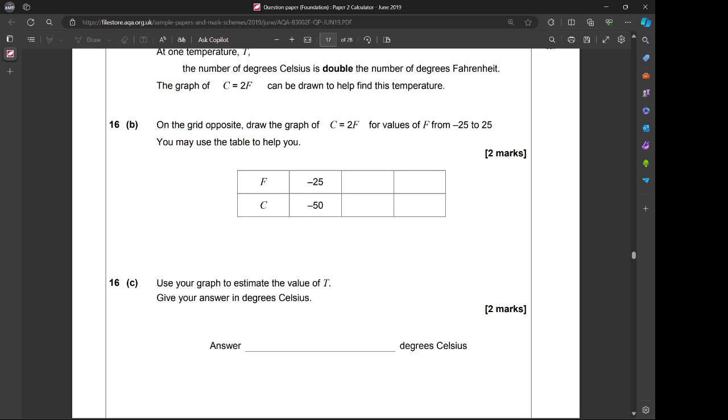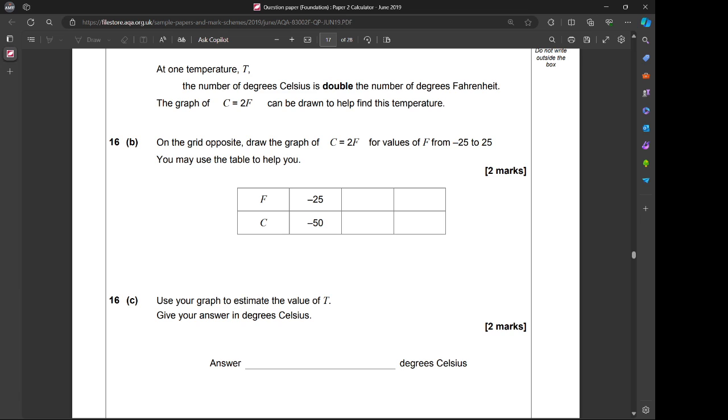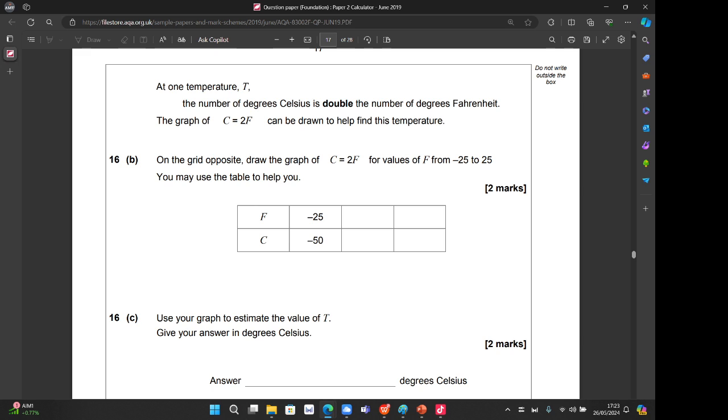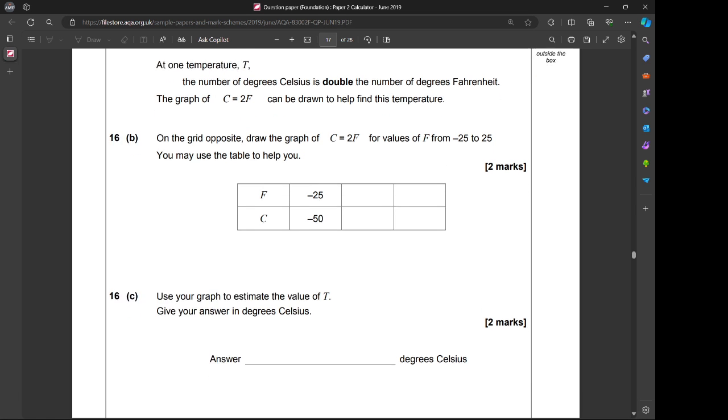Now, use the graph here to estimate the value of T. So we'll just pick a point now on our graph. At one temperature T, the number of degrees Celsius is double the number of degrees Fahrenheit. So C equals 2F can be drawn to find this temperature. So let's just double check our graph. I think it's asking for the intersection.